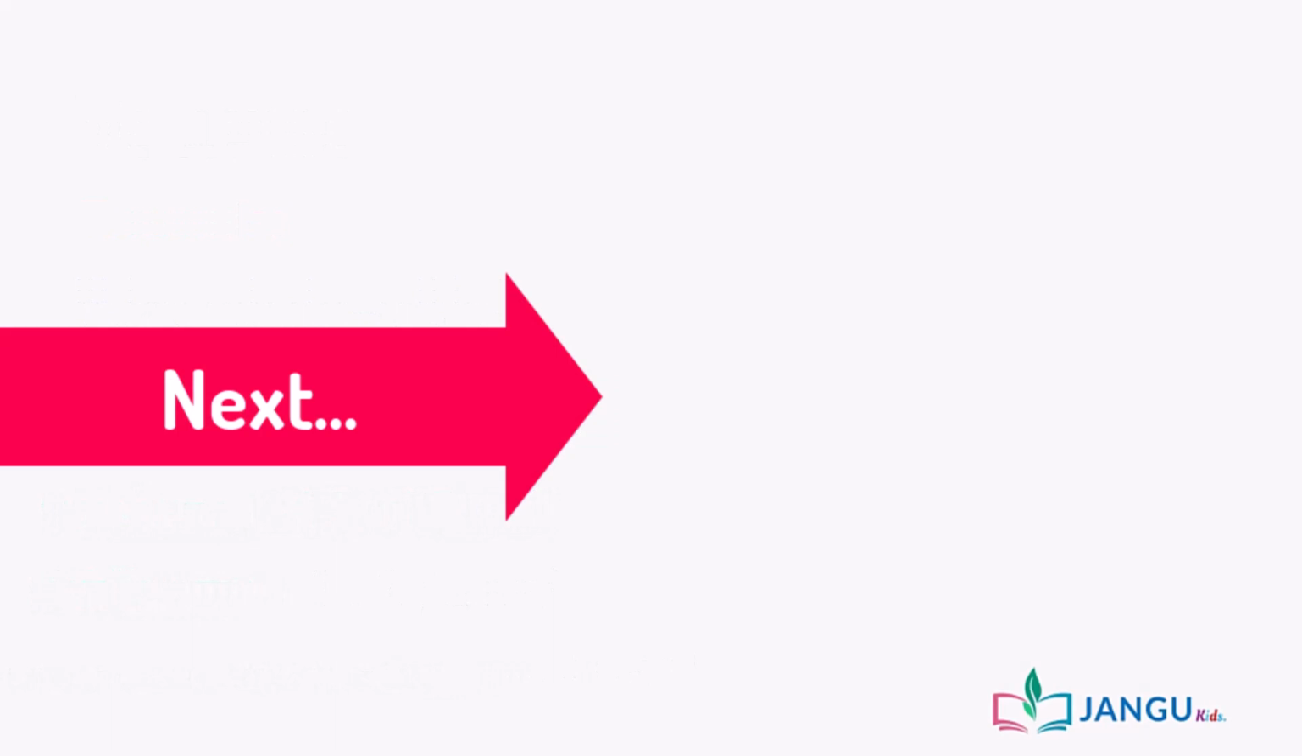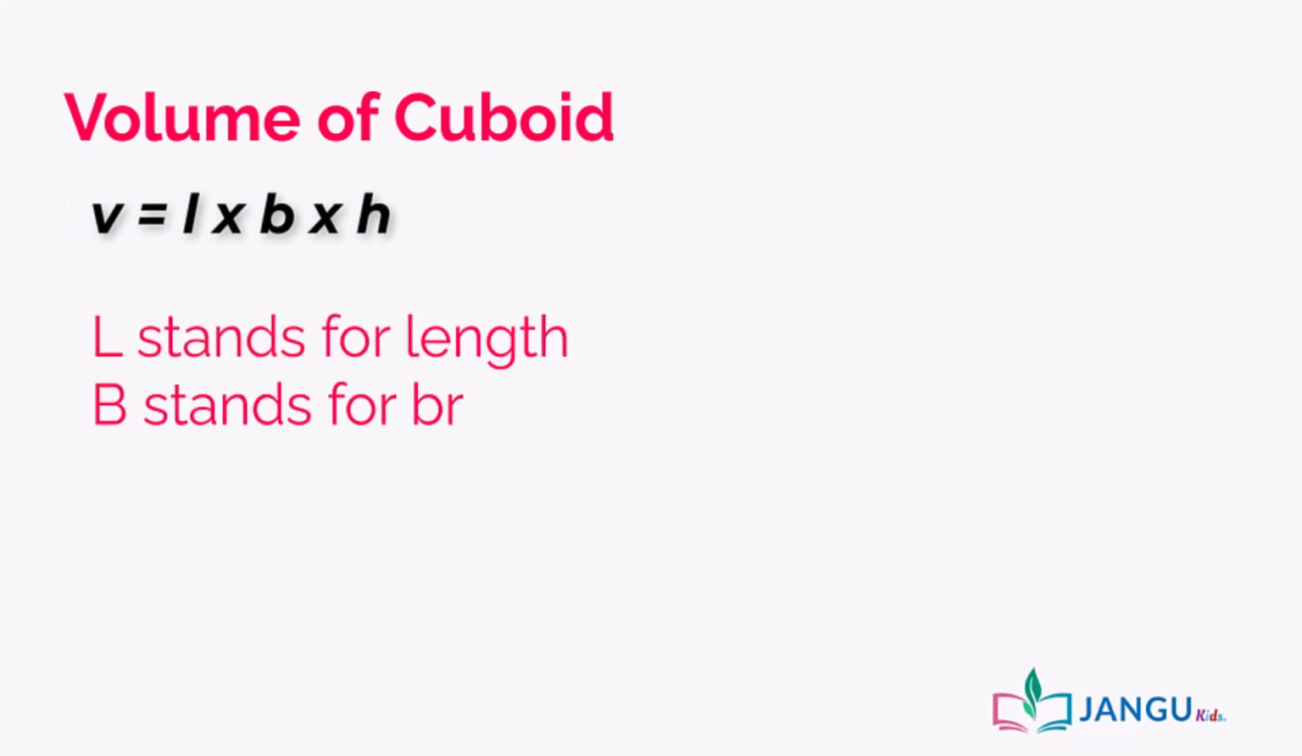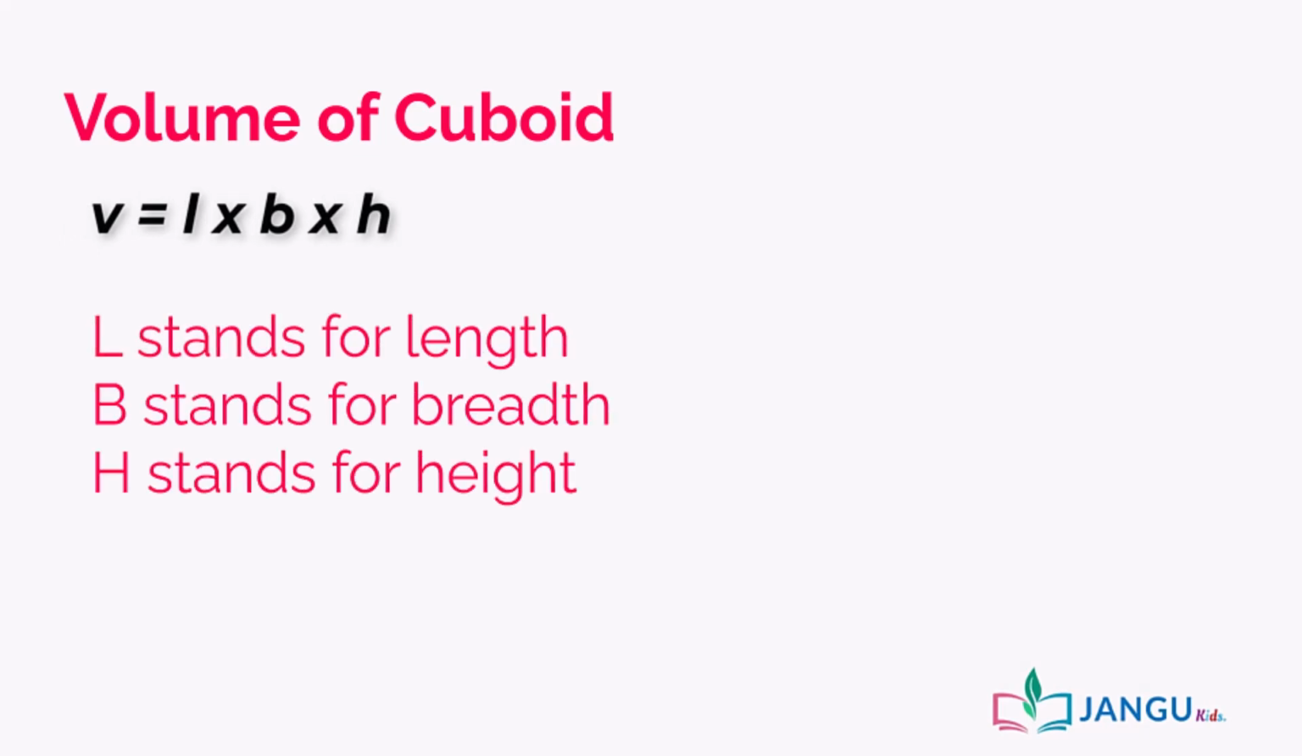The next shape we are going to consider is the cuboid. To get the volume of a cuboid, we use the formula V is equal to L times B times H. L stands for length, B stands for breadth, H stands for height. Let's look at an example.